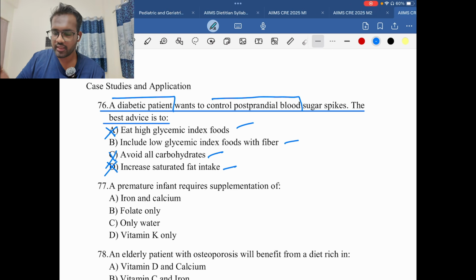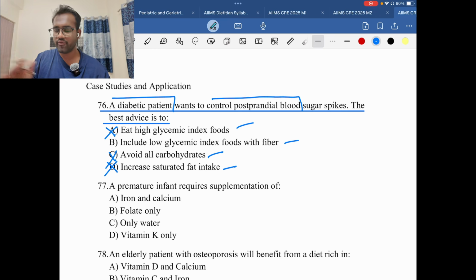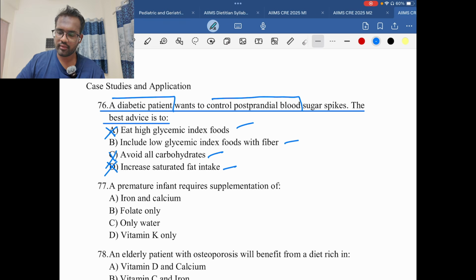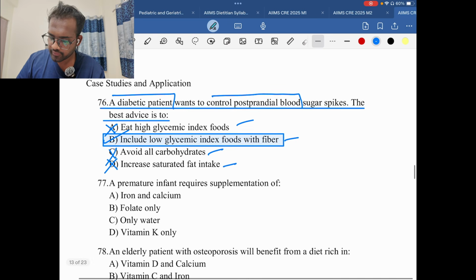We have only one option, that is include low glycemic index food with fiber. Fiber slows down digestion, and the glucose spike in the blood rises very slowly. For that reason we include fiber also, and low glycemic index food has a capacity to not spike the glucose too high. So the answer will be B, include low glycemic index food with fiber.